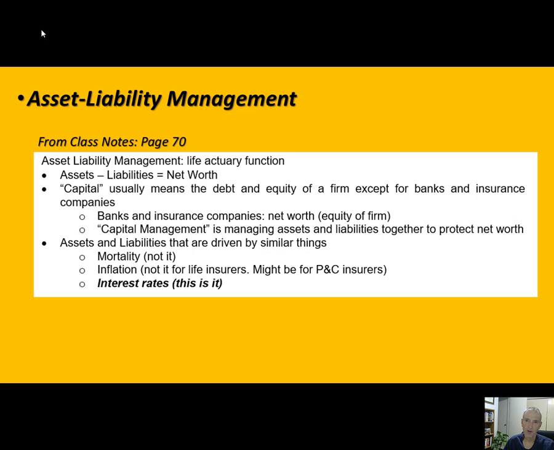So the next topic, one of my favorite topics, this is really my whole career for the most part, is asset liability management. ALM. There are other terms people use like balance sheet immunization, which we tend to use with pension plans, but it's the same thing. It's managing your assets and liabilities in a way that you protect the firm's net worth. So up to page 70 of the notes, asset liability management: assets minus liabilities is net worth. So asset liability management is really net worth management.